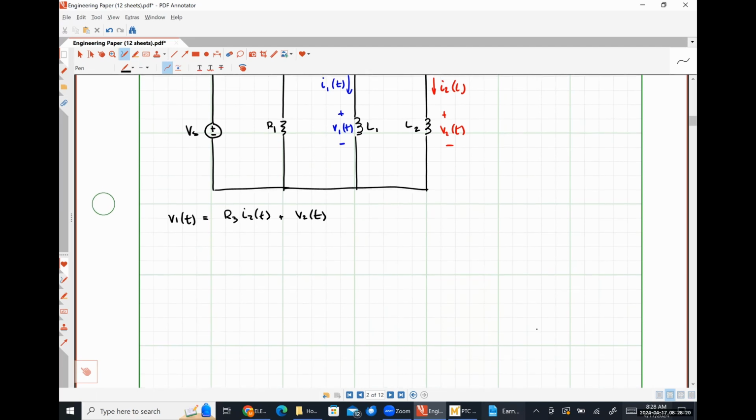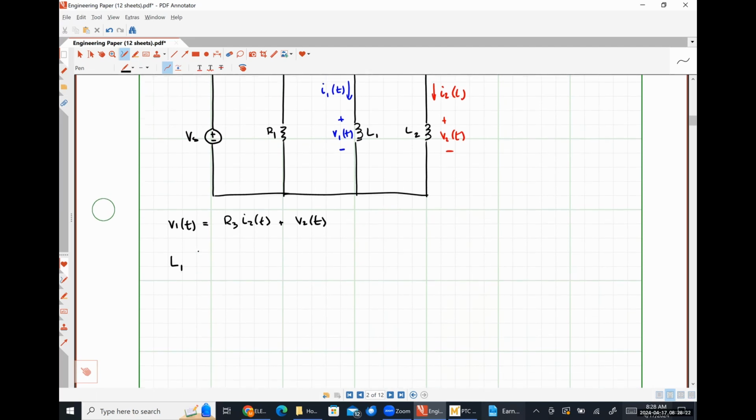So this is going to look like L1 di1 by dt is equal to R3 I2 plus L2, that L looks particularly bad, di2 by dt. So are we okay with that? Anybody got any questions about where any of those terms came from or anything?